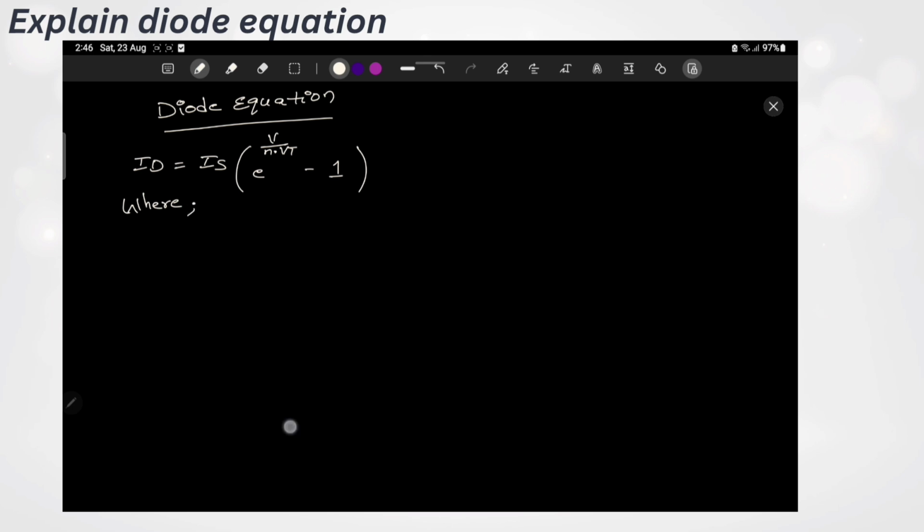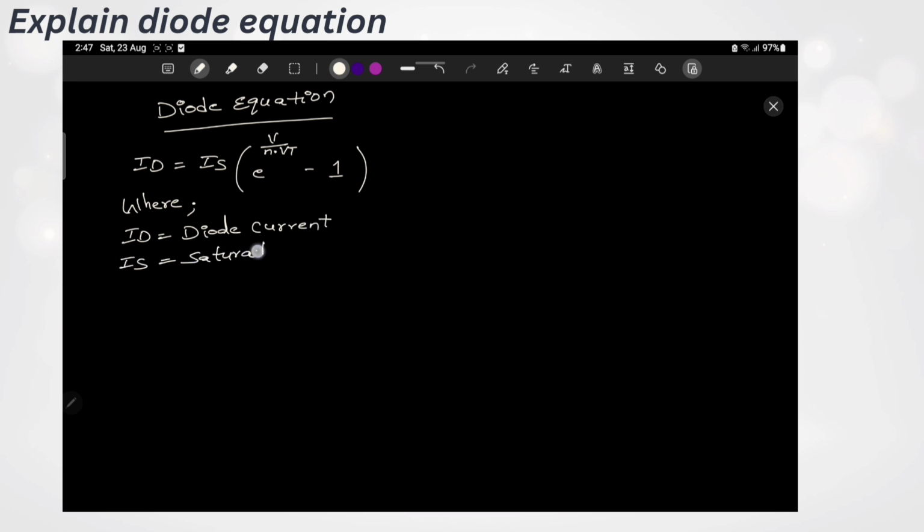In today's video, we will start the discussion of the diode equation. The diode equation is nothing but the relationship between the voltage across the PN junction diode and the current through it. There is a formula to find the diode equation, that is ID = Is × (e^(V/(N·Vt)) − 1). This is the formula for the diode equation.